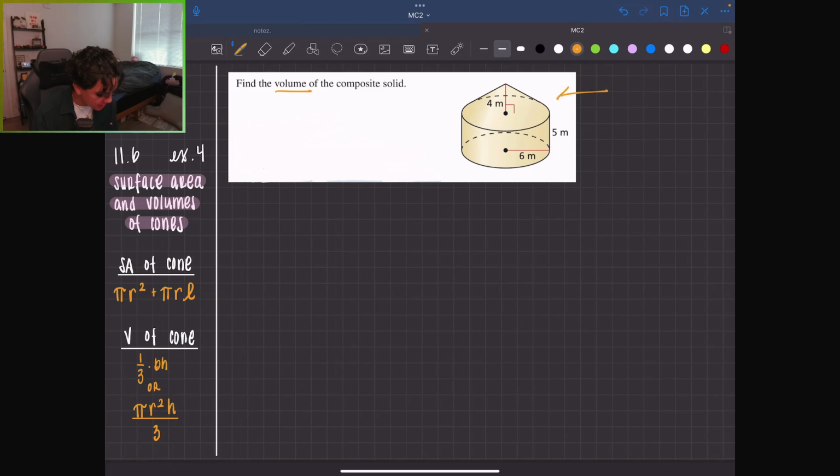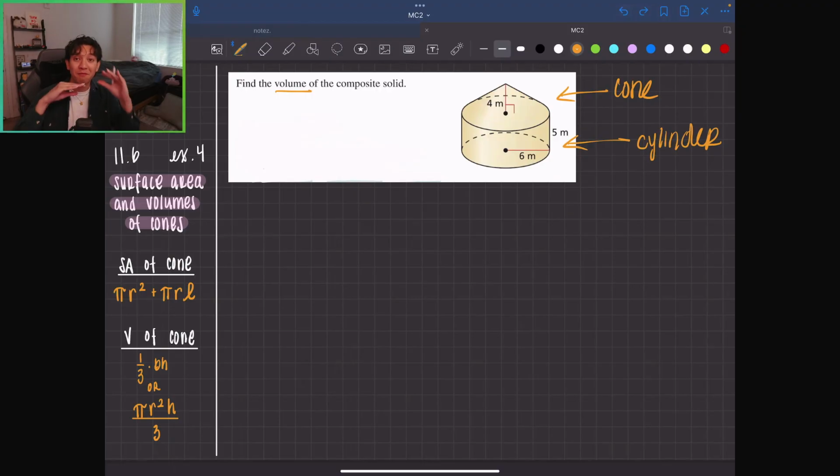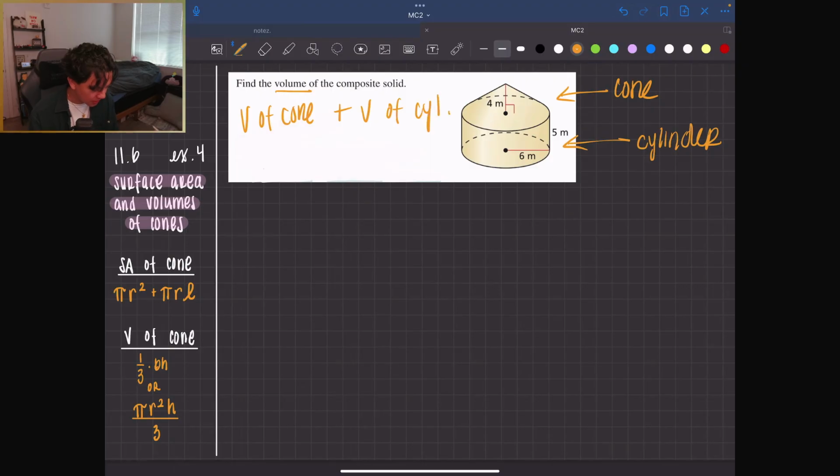I notice that this is a cone. And this right here is a cylinder. So since this part is a cone, and it's placed on top of a cylinder, the only logical thing to do here is to find out the volume of both of these solids and then add them together. So we're going to find the volume of the cone plus the volume of the cylinder.